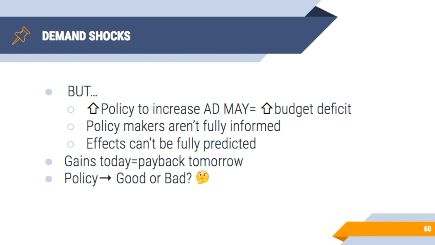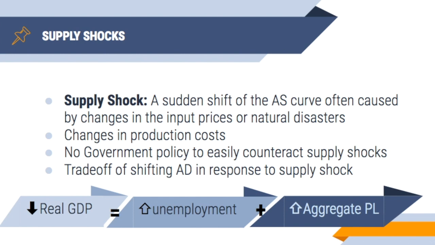Well, let's look at supply shocks now. True to its name again, it is a sudden shift of the AS curve often caused by changes in input prices or natural disasters. For example, if Bob needs to use one banana to make each cup of fruit juice that he's selling and the price of banana goes up, then Bob wouldn't want to sell as many cups of fruit juice because the cost will be higher and the profits lower.